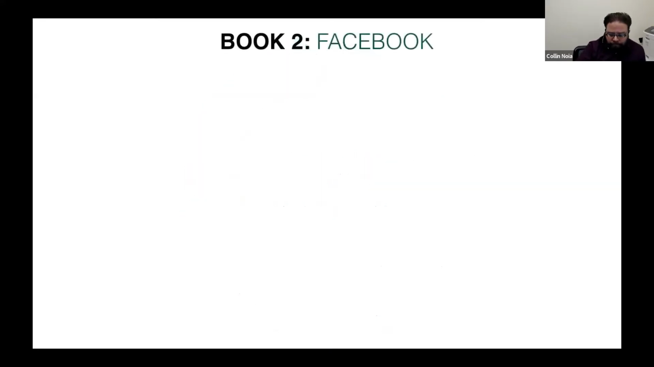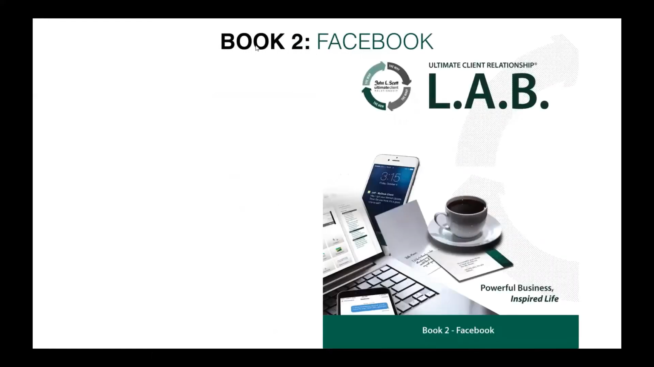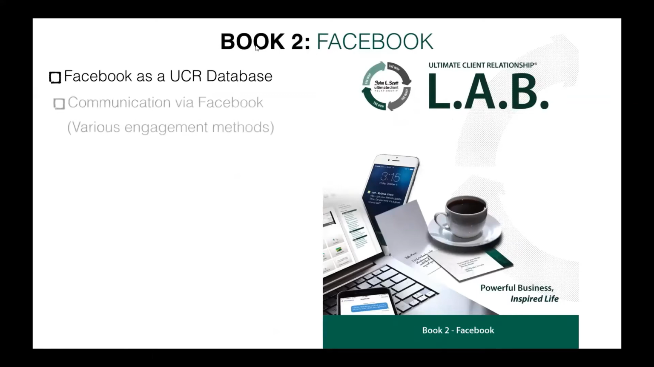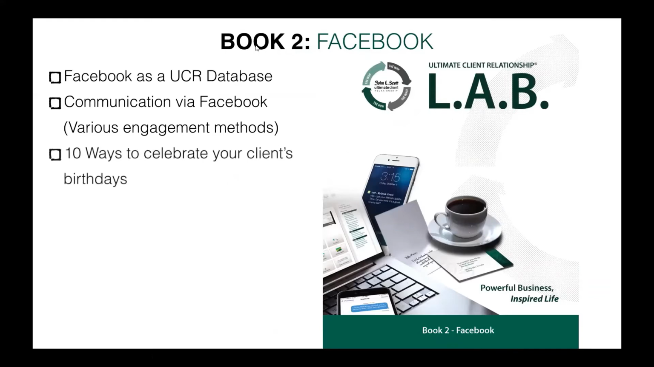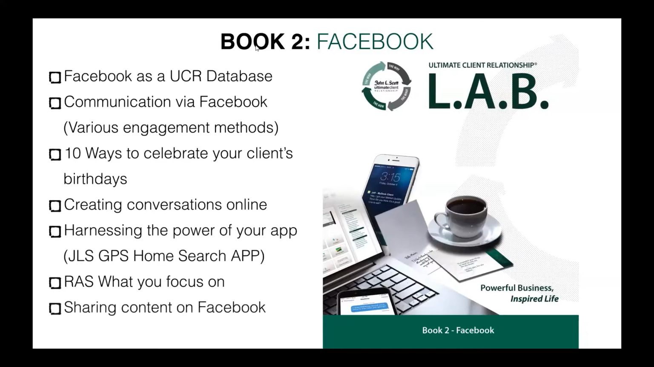Welcome to book two, Facebook. This is book two in our Ultimate Client Relationship Lab series. Today we're going to look at Facebook as an ultimate client relationship database, communicating through Facebook in a variety of different methods. Ten ways to celebrate your clients' birthdays, creating conversations online, harnessing the power of your app, RAS, which is Reticular Activating System, and what you focus on, and then sharing content on Facebook. So let's get started.